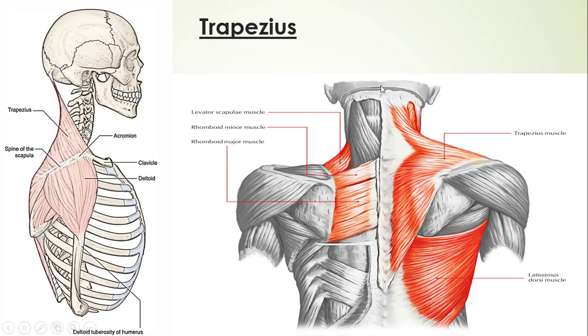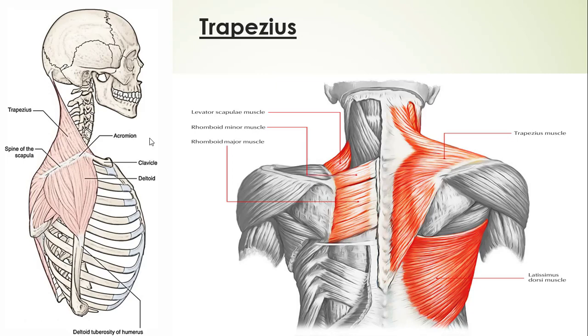External occipital protuberance, superior nuchal line, nuchal ligament, spinous processes of cervical 7 to thoracic 12. Now the insertion is lateral third of the clavicle, the acromion process of the scapula and the spine of the scapula. Lateral third of clavicle, acromion process of scapula and the spine of the scapula.